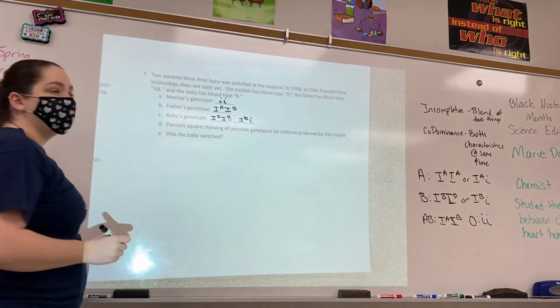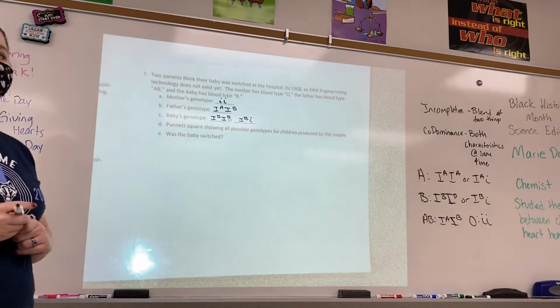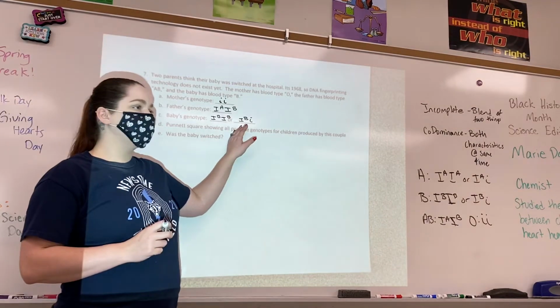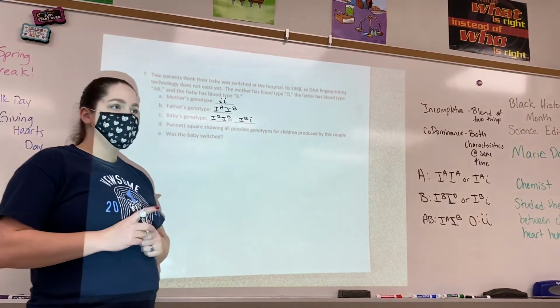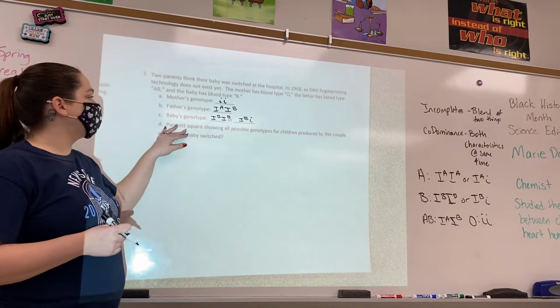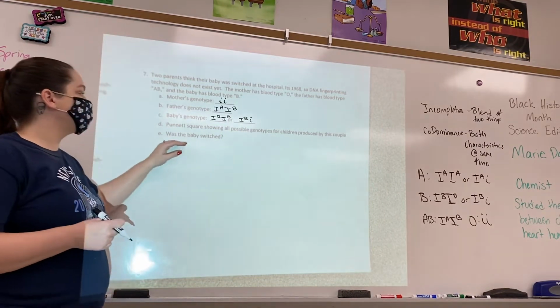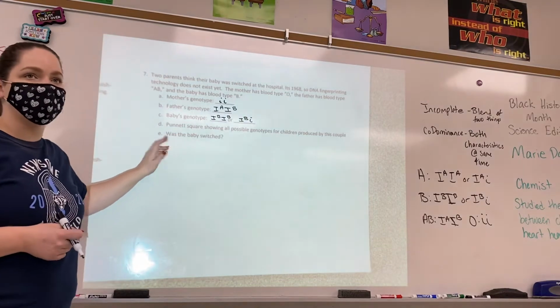Yes, so you can either be homozygous B, so that's two capital B's, or you can be heterozygous B, which is one capital B and a lowercase i. So then we want to draw the Punnett square and see what are the possible genotypes, and we want to see if this baby was switched at birth or not.